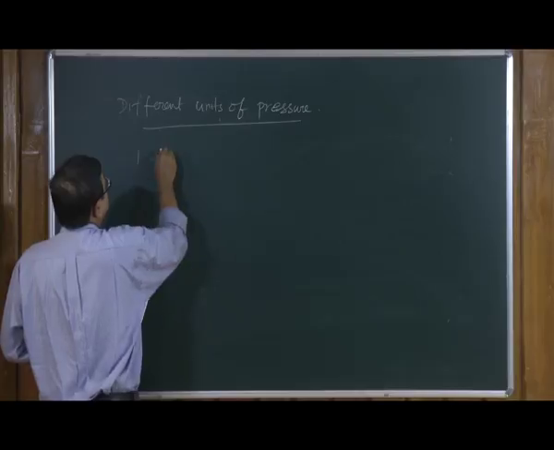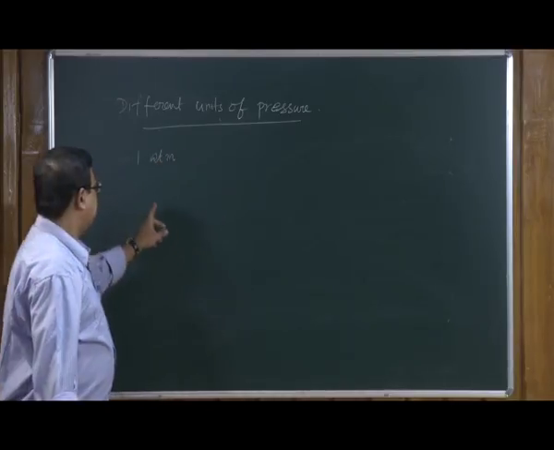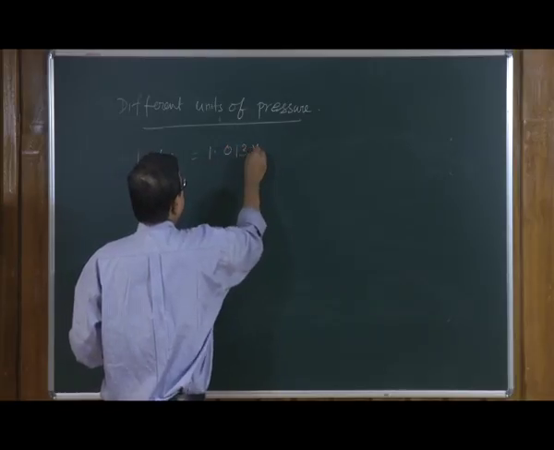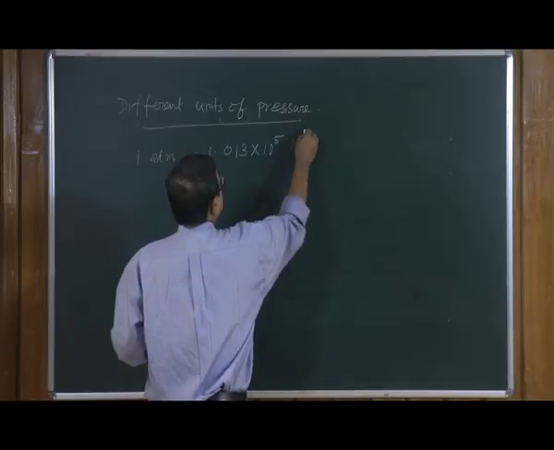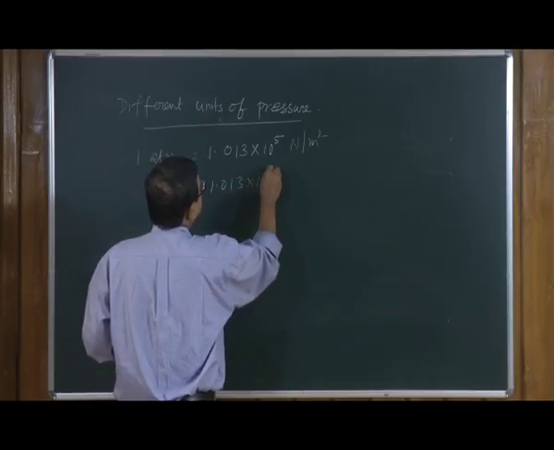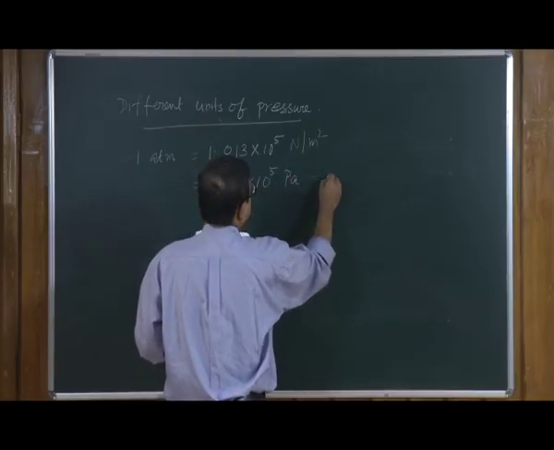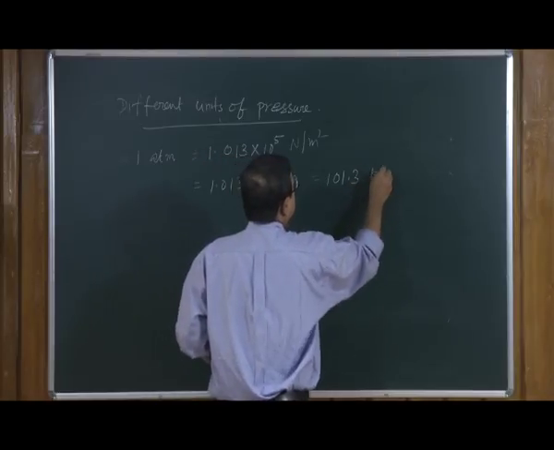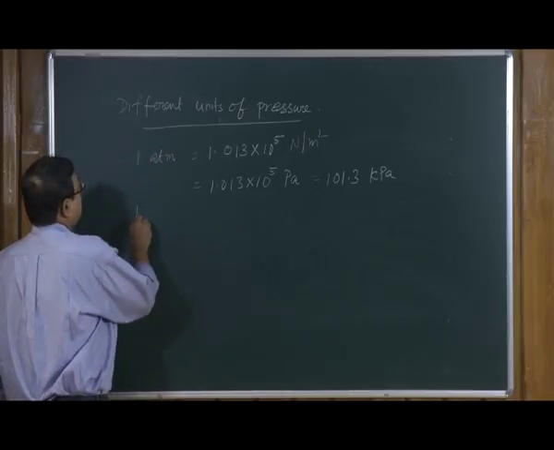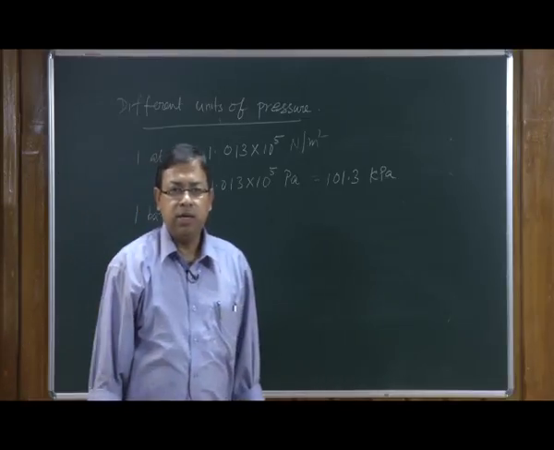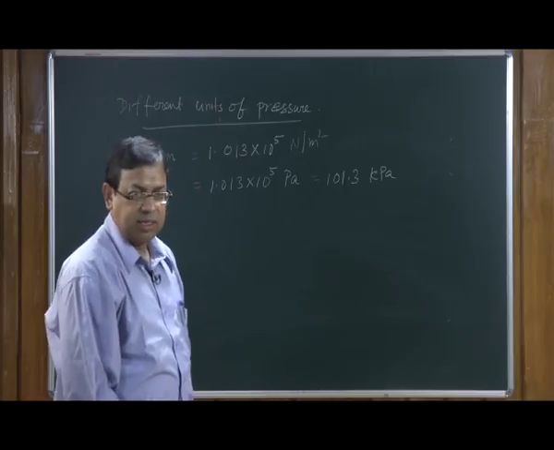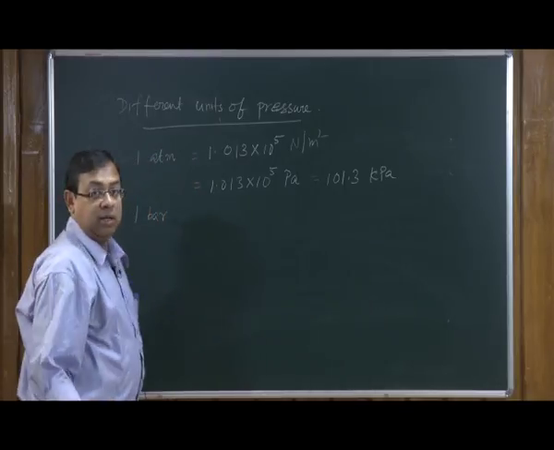So, we have 1 atmospheric pressure, we will simply write it as 1 atm, meaning atmospheric pressure. It is equal to 1.013 into 10 to the power 5 Newton per meter square, which is equal to 1.013 into 10 to the power 5 Pascals, which is equal to 101.3 kilopascals. Now, we have also introduced earlier another unit of pressure, which is used by the meteorological department to talk about the development of high pressure or low pressure in areas adjoining the sea, while talking about the climates.